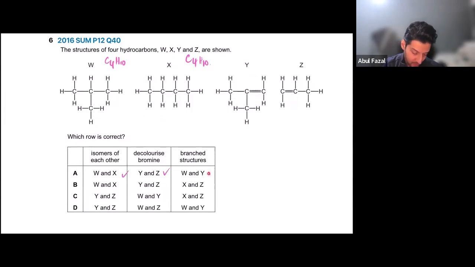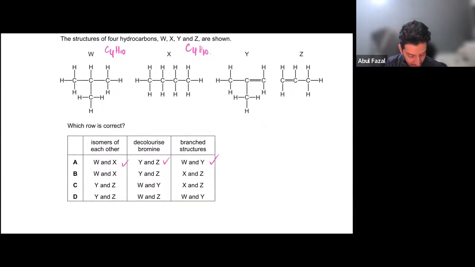W and Y are branched. Branching is when the carbons are not in a straight line. So that's true, so A is just correct. Over here it's saying X and Y are branched. X is not branched, so this is wrong.